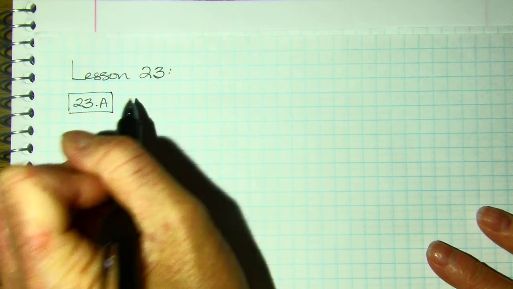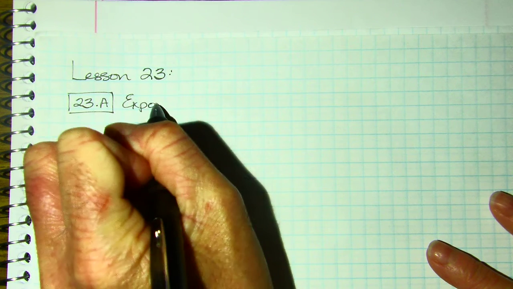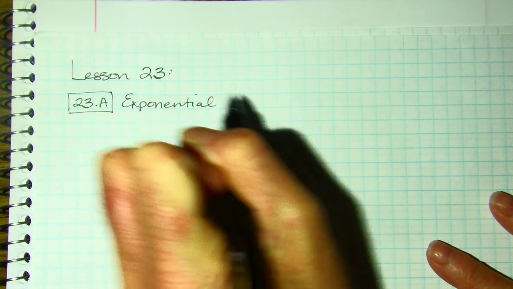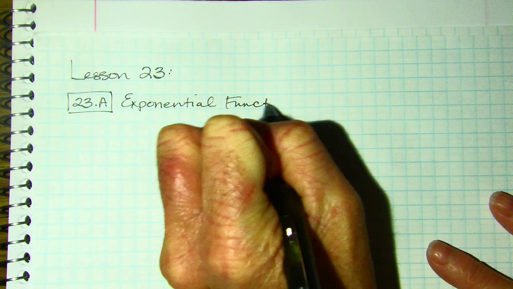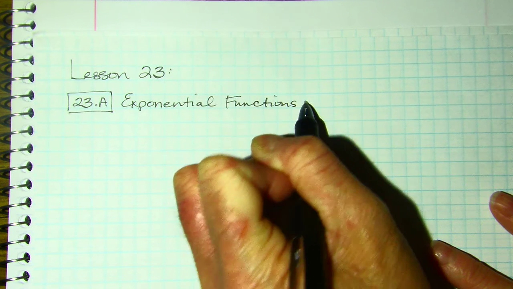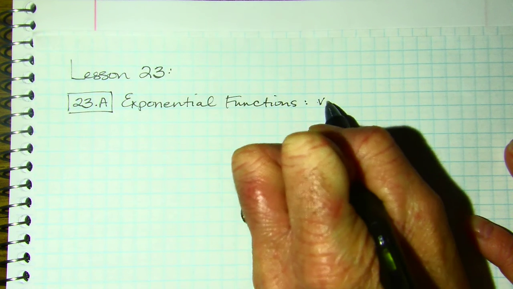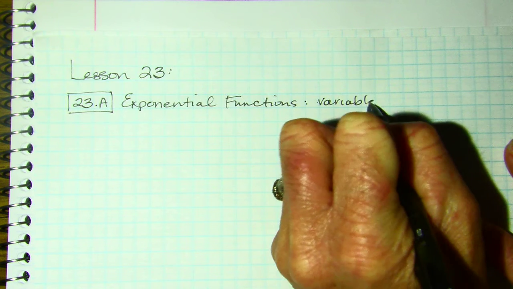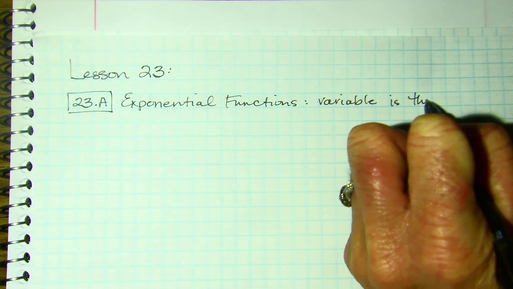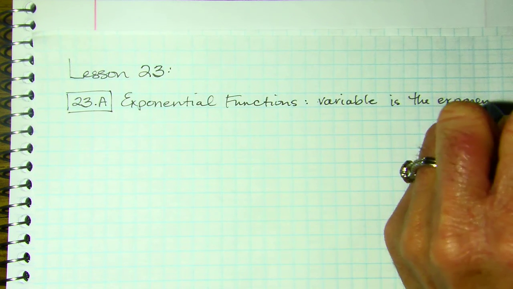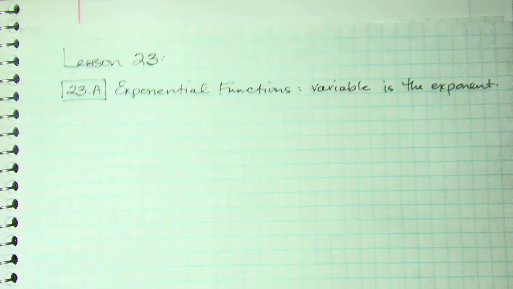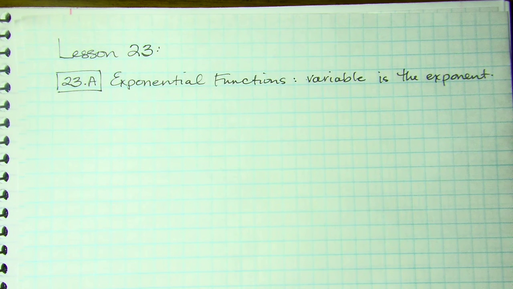We're going to jump on into lesson 23, and there are only two parts, and they are based on the same thing. So 23.A is a review of exponential functions. And in exponential functions, your variable is the exponent. So that is why we call it an exponential function, because x is your exponent.